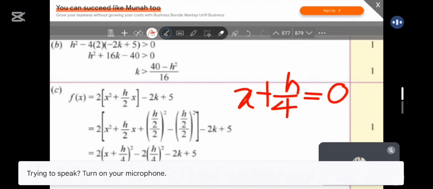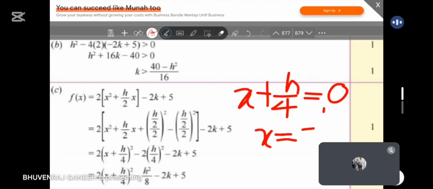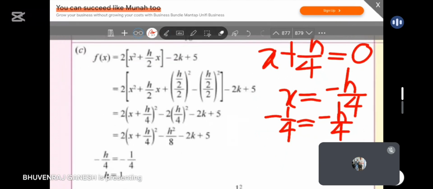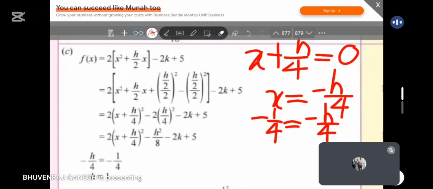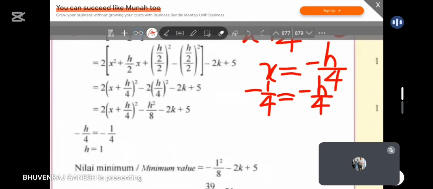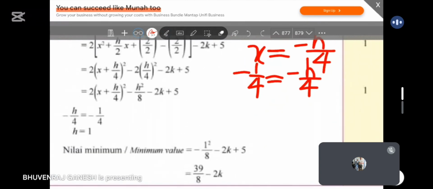Okay, you get a 0 value. Okay, so you actually will have x equal to negative h over 4. And we now know x is negative 1 over 4. So we can already cari nilai h. Okay, so you can see that our h value is actually equal to 1. Okay, so now we can sub the h value over here. Gantikan dia kat sini. Okay, so you will get this equation. Okay, and then you just solve it.